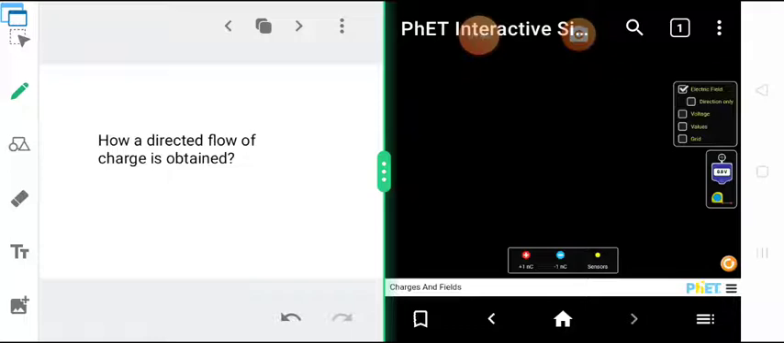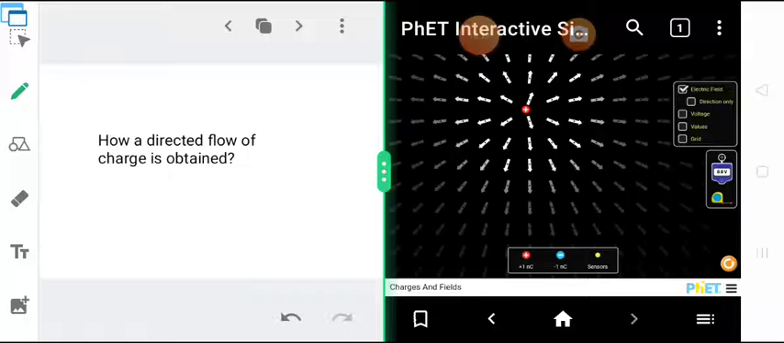So, for this we'll make use of a very useful simulation. This will help us to understand how a charged particle creates a zone of influence, a space in which the influence or force of that charge can be experienced.